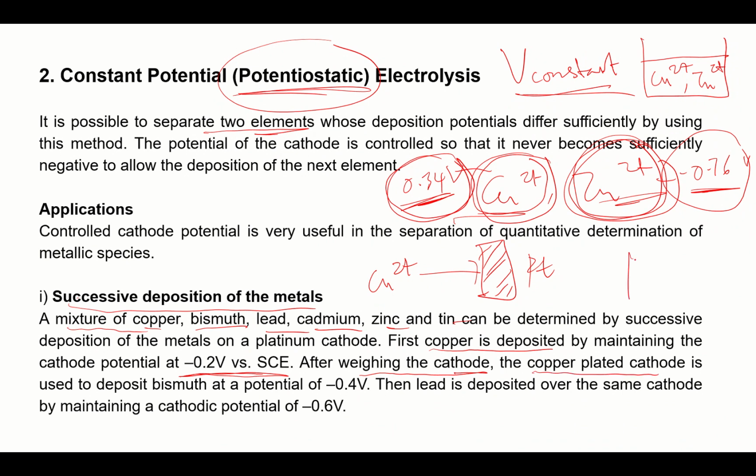Now the material is a new substrate, copper deposited on platinum. So now you can deposit bismuth. Bismuth can be reduced on copper, not platinum, because in the first step copper has already formed on the platinum substrate. So the new surface is copper, coated on platinum. Bismuth is the second element easily reduced. Then it is followed by lead 2+, which can be deposited on the same electrode.